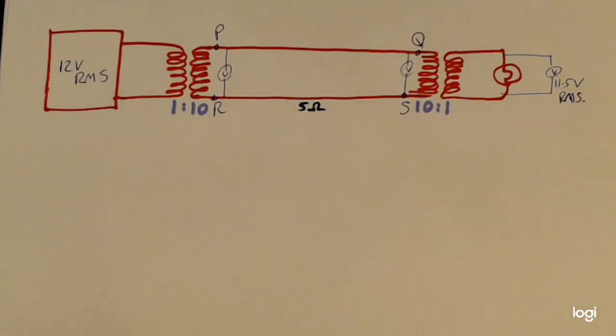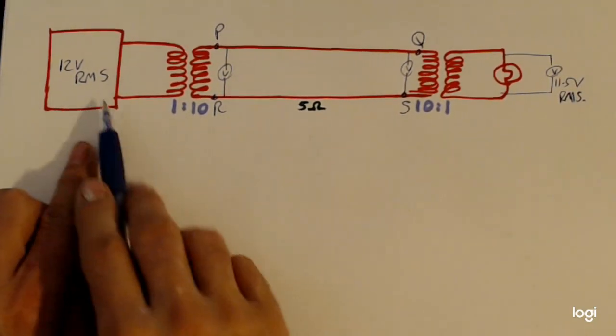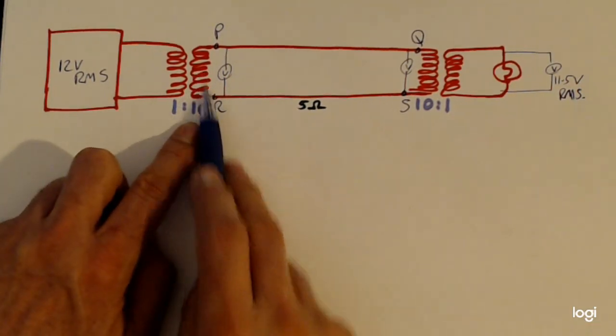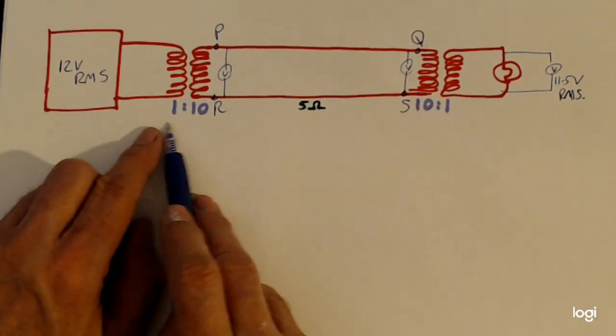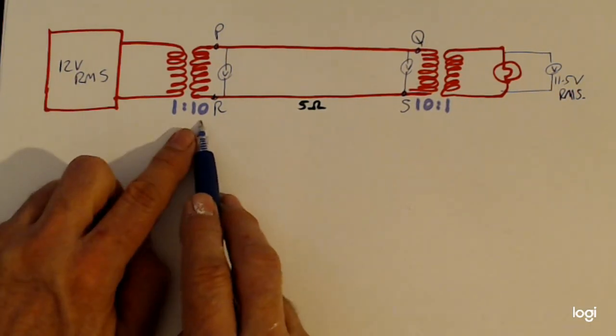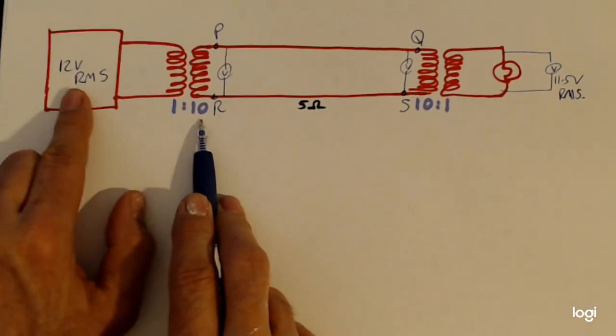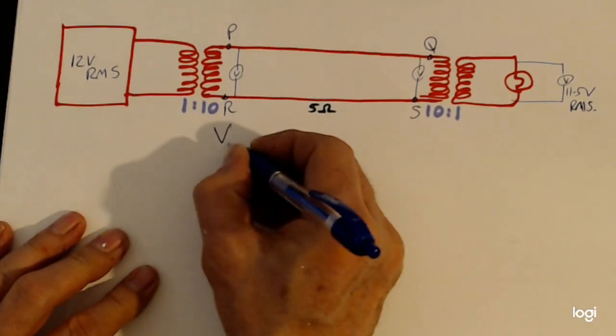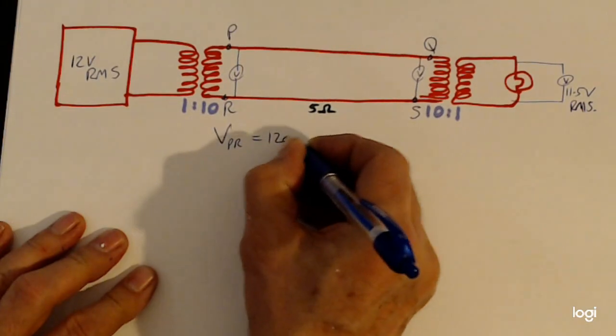The first one's pretty easy. That should be 120 volts. 12 volts RMS on this side, 10 times as many coils on this side of the transformer. Step up transformers step up the voltage. They're named after what they do to the voltage. So this is going to multiply the voltage by 10 times. So if it's 12 volts on that side, it's going to be 120 volts there. So the voltage across PR equals 120 volts.